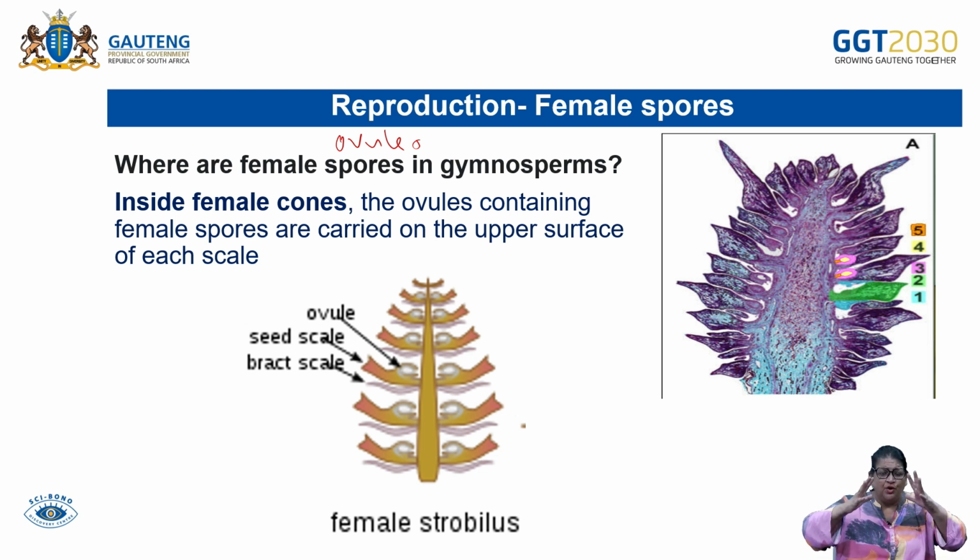As your pine tree grows, it will form cones, male cones on the top, female cones at the bottom, and therefore you find that the male and the female cones are found in one tree.